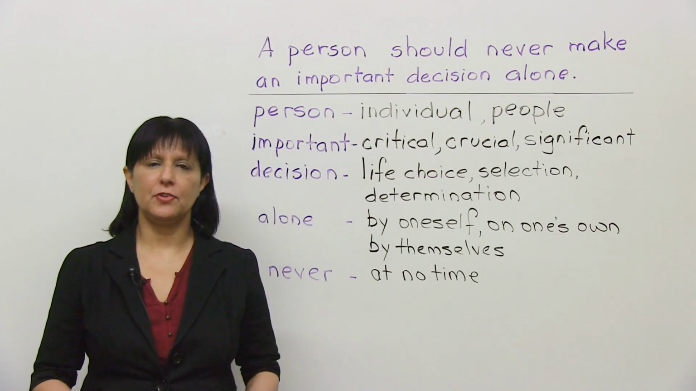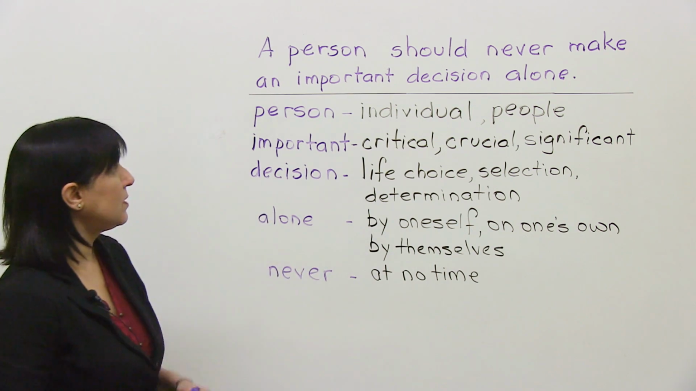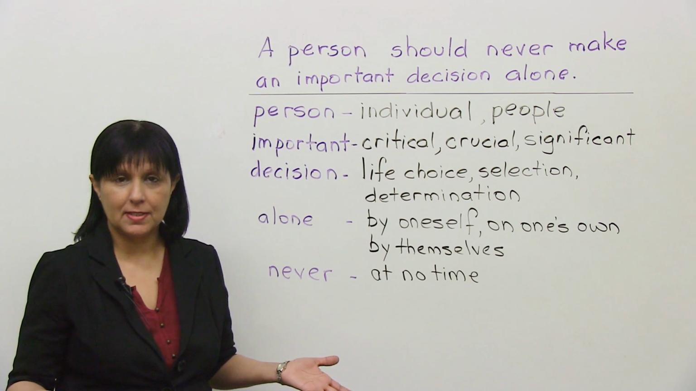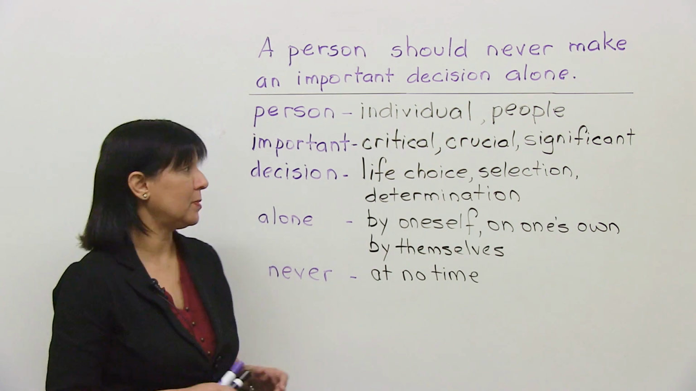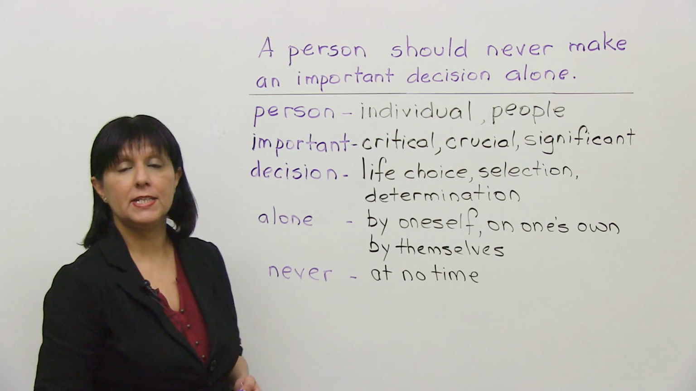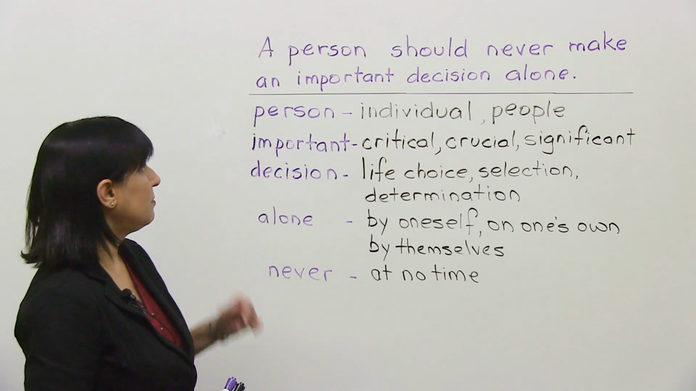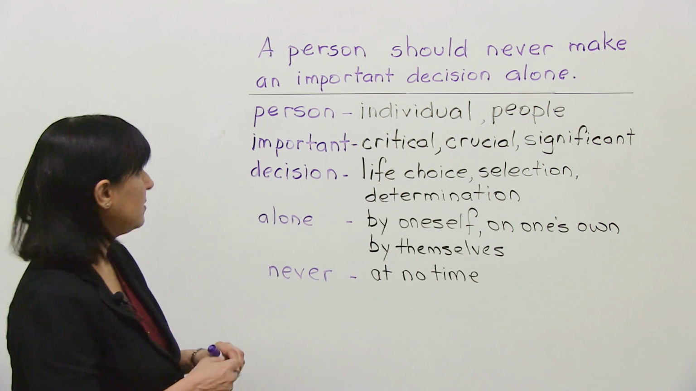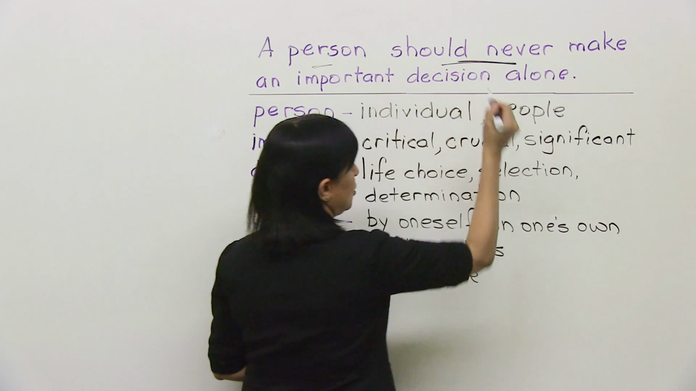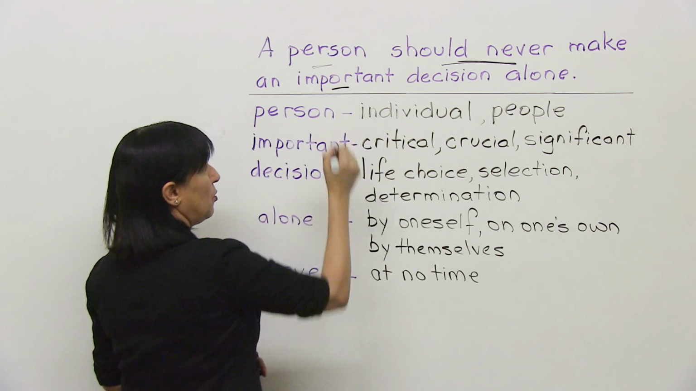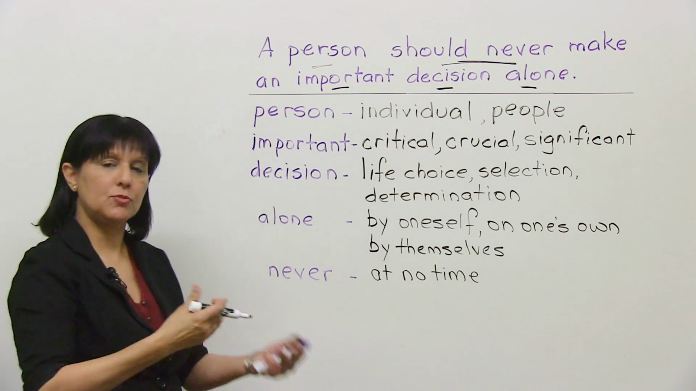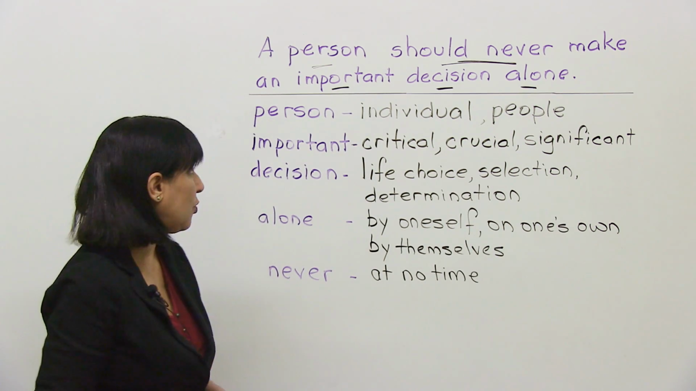Now let's look at another essay question, okay? This one also comes from the TOEFL exam, but you can use questions from your IELTS exam if you're going to be appearing for the IELTS, no problem. So it says, a person should never make an important decision alone. So what would be the key words here? Okay, so they would be person, let's say here, should never, important, decision, and alone. So that's what we're going to try to find synonyms for.